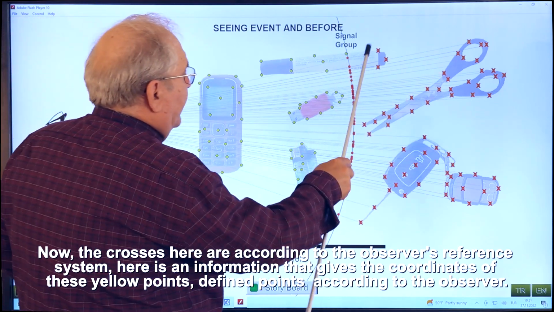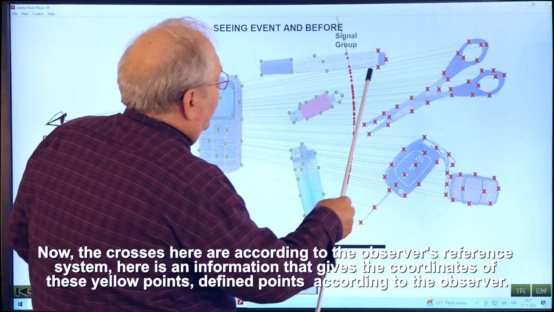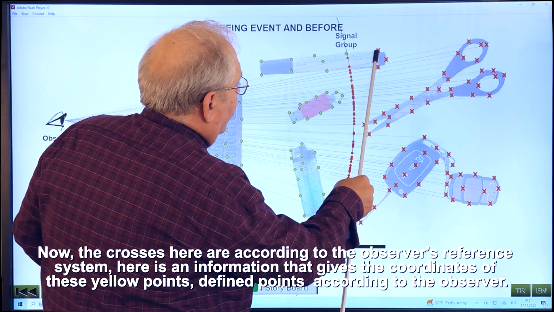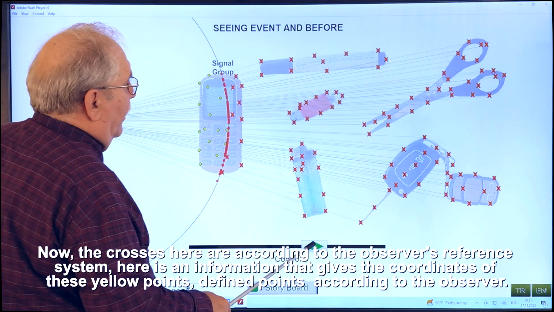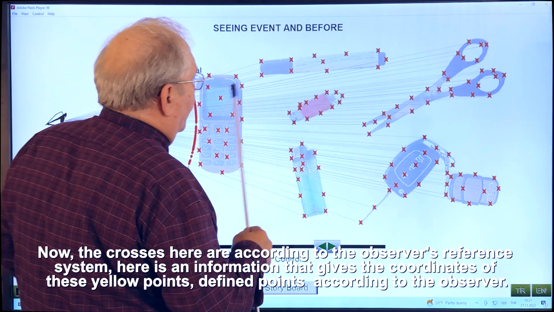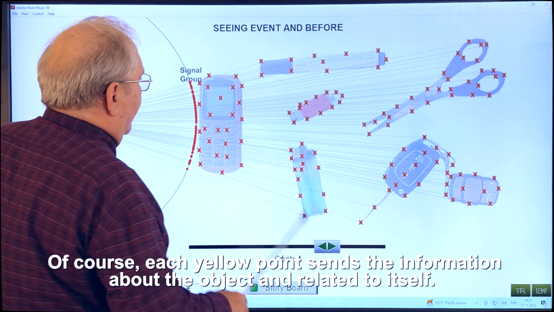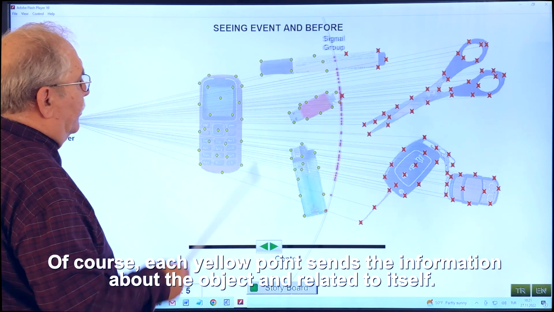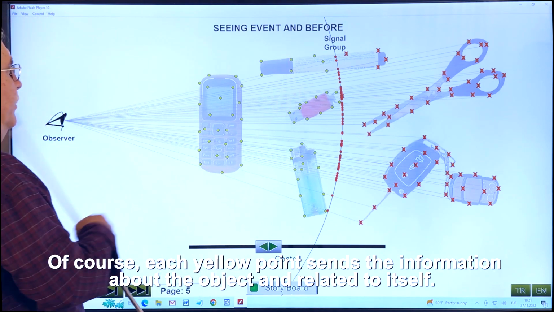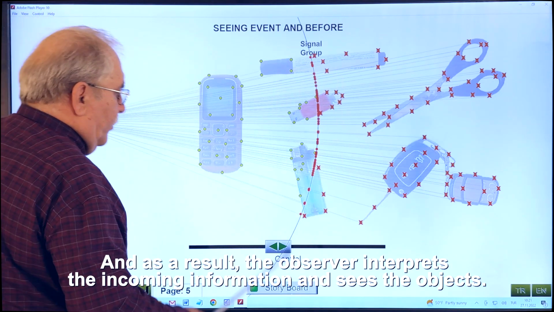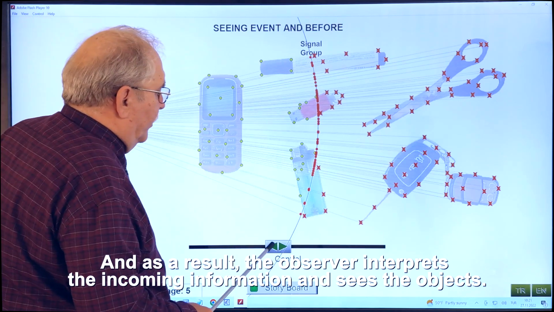Now, the crosses here are according to the observer's reference system. Here is an information that gives the coordinates of these yellow points. Define points according to the observer. Of course, each yellow point sends the information about the object and related to itself. And as a result, the observer interprets the incoming information and sees the objects.